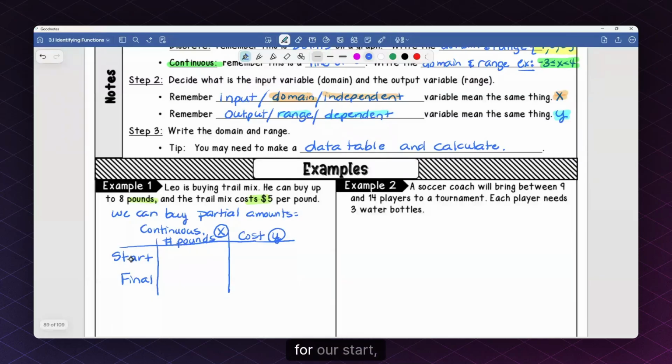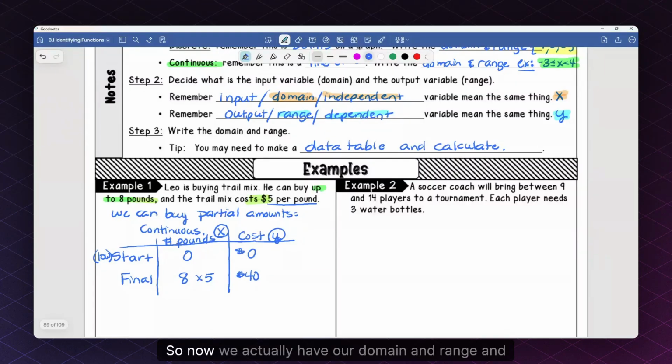So, for our start, we're going to think about what the lowest is. What's the lowest number of pounds we can buy? And it says up to 8 pounds. So we know that the lowest that we can buy is 0. And it is $5 per pound. Well, 0 times $5 is going to be 0. So we're going to start at 0, 0. 0 pounds is $0. Well, we can buy up to 8 pounds. And it is $5 a pound. So 8 times 5 is 40.